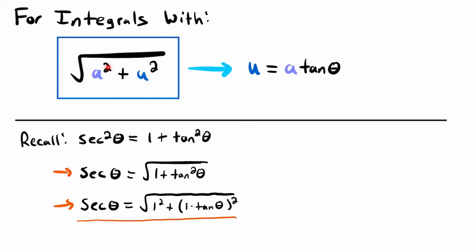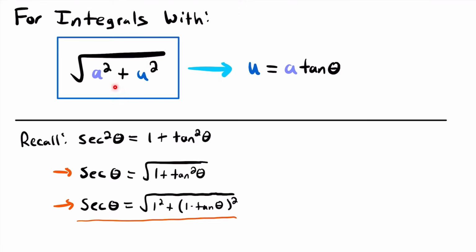We have a squared, or a constant squared, and we have 1 squared here, and then plus u squared, where u is equal to a times tangent theta. Remember, a is 1, so if we have plus 1 times tangent theta, we have a times tangent theta, and that is squared, just like u is squared. By setting u equal to a times tangent theta, we will be able to rewrite this expression with just secant theta in our integral, which will lead to an easier integral to solve.